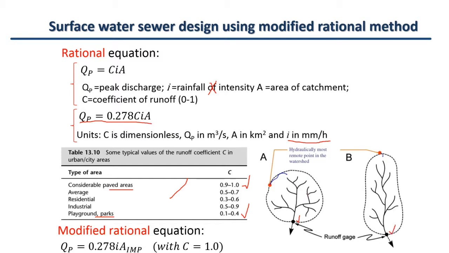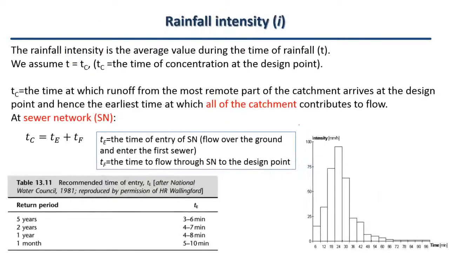The time of concentration is the time that the rainfall from the most remote points of the watershed takes to get to the outlet point that you can see here. This is called the rainfall time of concentration. So this is a procedure to calculate the rainfall intensity, which is something that you need to calculate. Please just look at these. TC is the time that the most remote part of the catchment takes to arrive at the design point. We are going to use TC here.